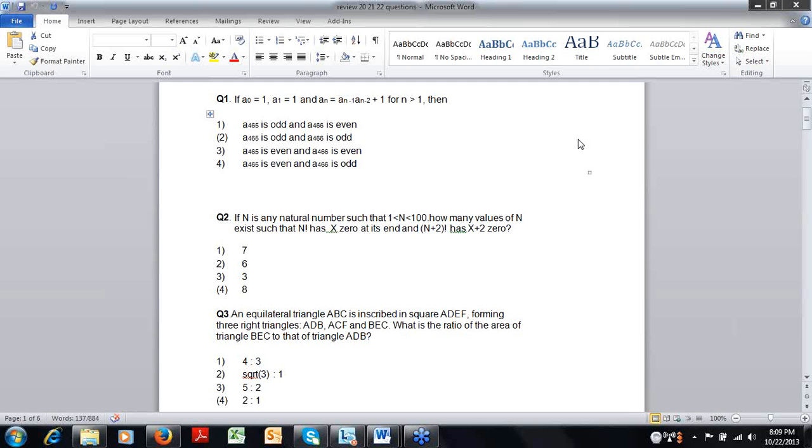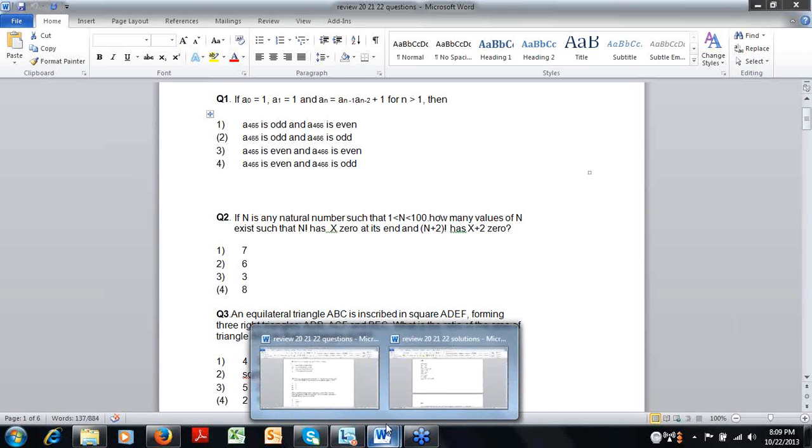Time is up. So we'll solve question number one first. Question number one is a basic function question. It is given a0 is 1, a1 is 1, and an is given as a(n-1) into a(n-2) plus 1. And then they are asking which is odd and which is even.